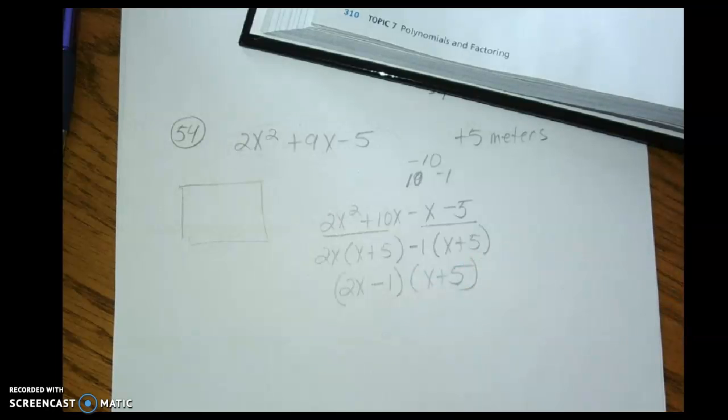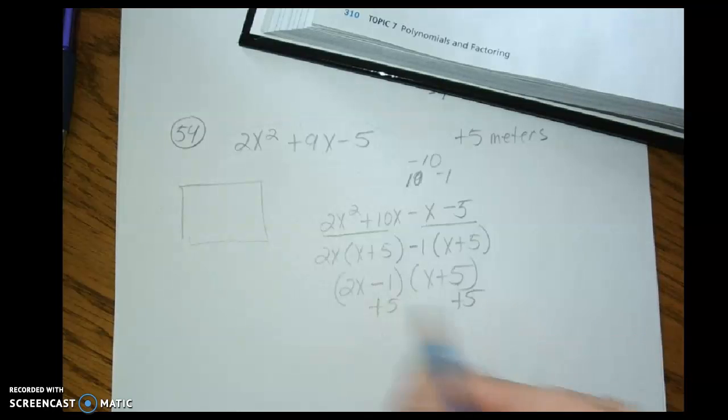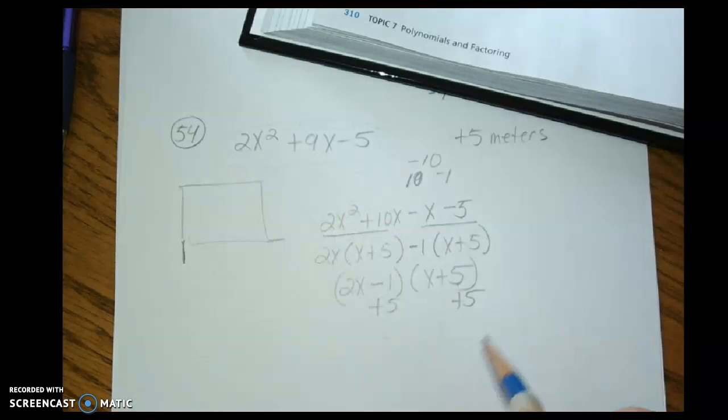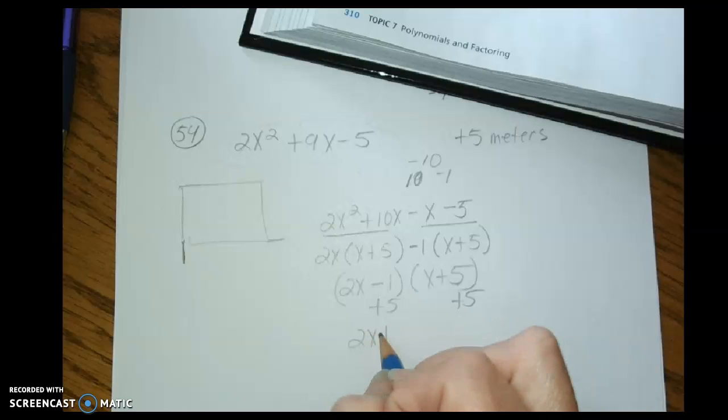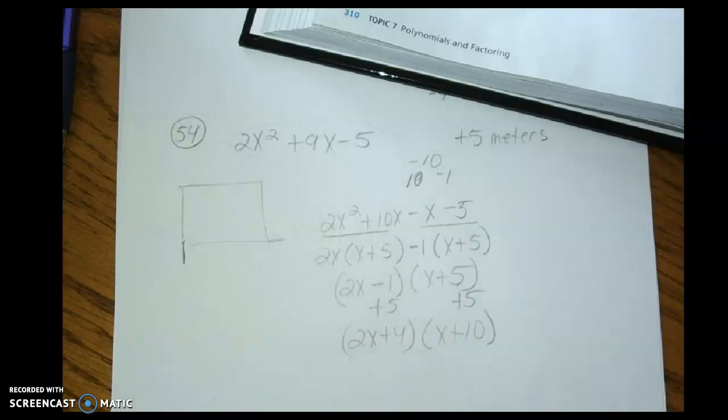And then it says each dimension is going to be 5 more. So I'm adding 5 to this dimension, because this would make this 5 longer, and this would make this 5 longer in my picture. So I would have 2x plus 4, and then x plus 10, and that would be the new dimensions. This is one of those problems that sounds confusing when you read it. You guys really need to get used to drawing pictures, especially when you get to geometry, depending on what school you go to next year.